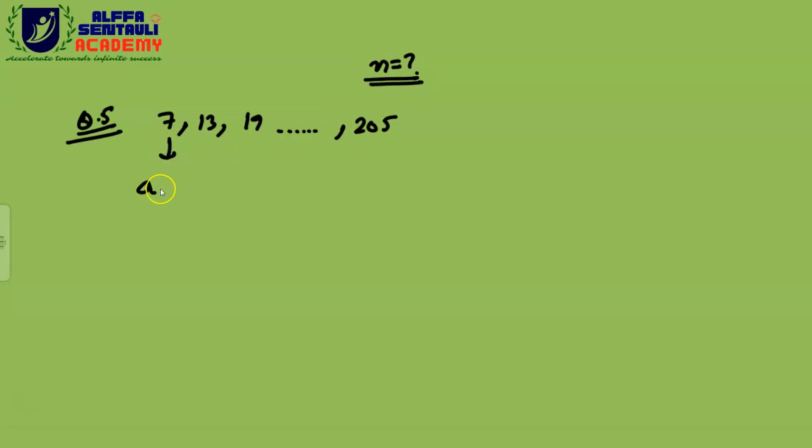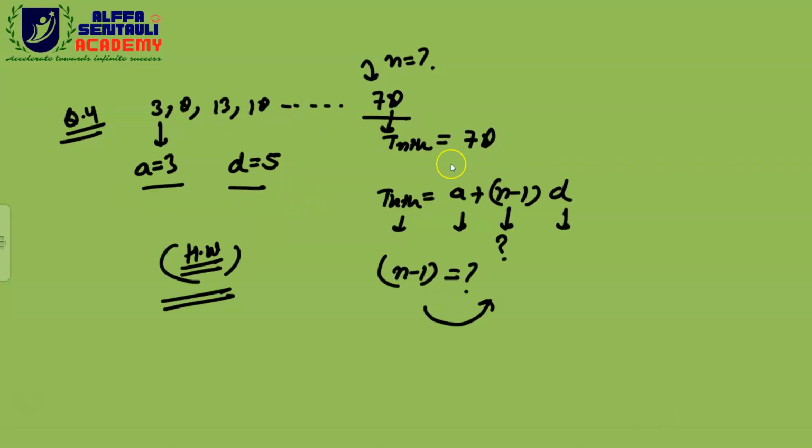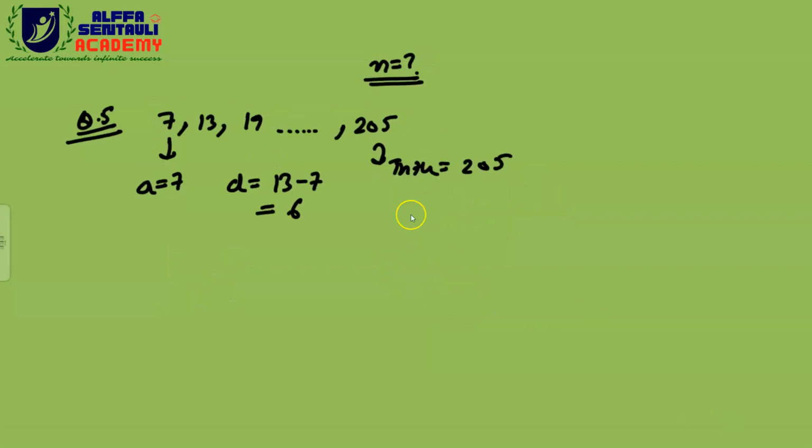This is the same question. A is 7. You can get the value of D. D is what? 13 minus 7. 13 minus 7 is what? 5? Right? 13 minus 7 is 5 or 6? This is 6. Correct? So you know this is the nth term. Nth term is what? 205. Use this previous formula, you get the value of n. Correct? Easy. Homework.